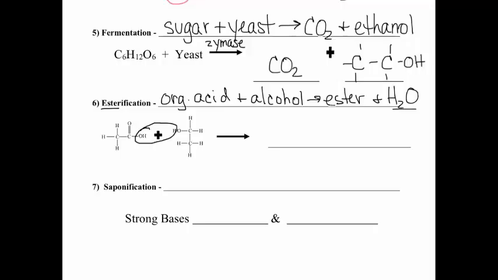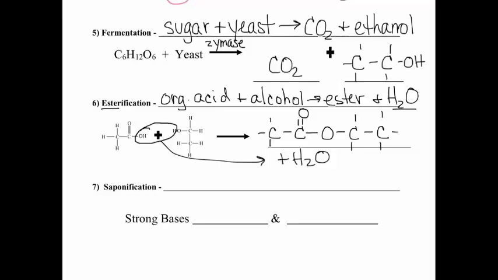So you're going to end up with one of your products being water, and the other one is going to be this ester. And we're going to build that from what we've got here. So in my organic acid, I had this. And then that fourth bond that used to be attached here to this OH is going to attach to this O. So that's where that O is. And then my two carbons from the rest of that alcohol. And it looks like this. And we would call this ethyl ethanoate.